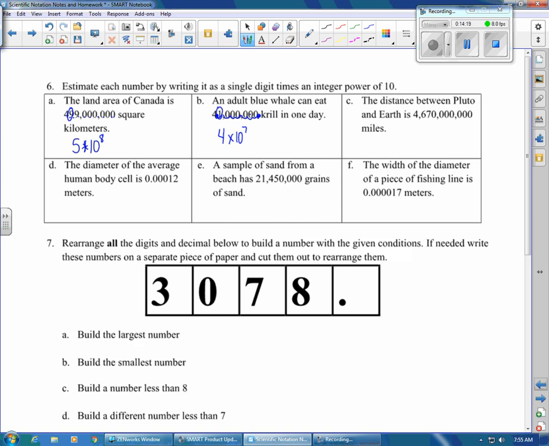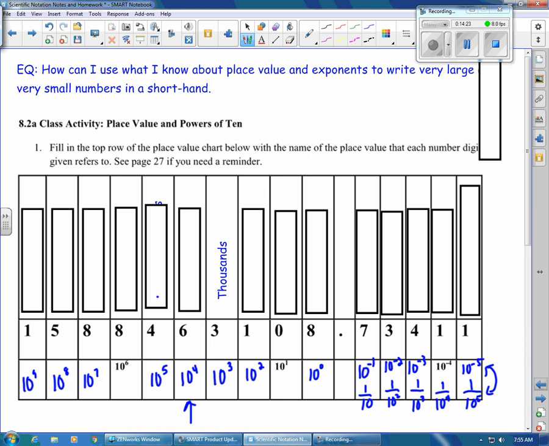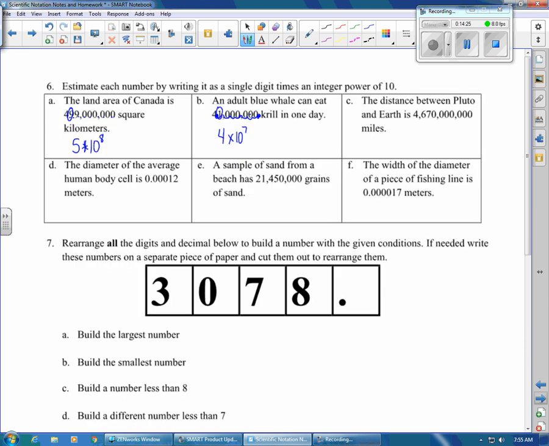Wait, I'm going to make sure that I'm right here. Hang on a second. I should have practiced this before I started. It is going to be 4,670 million miles from Earth.